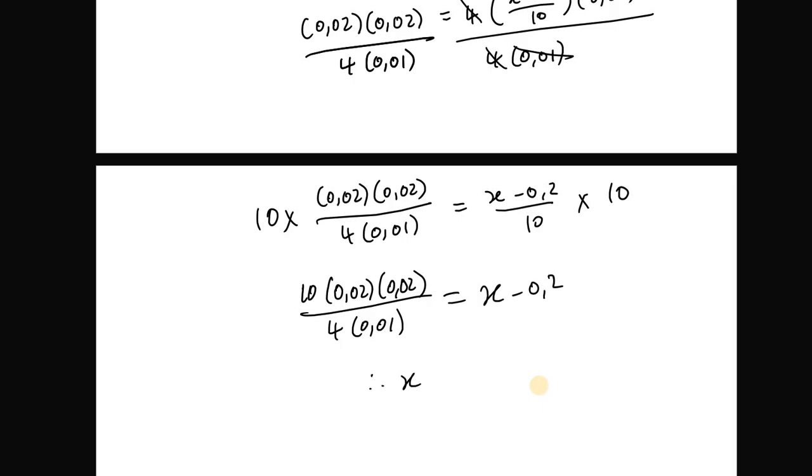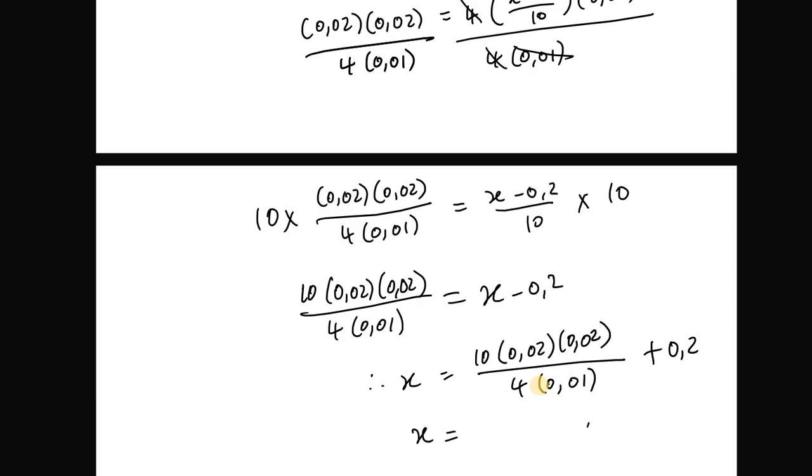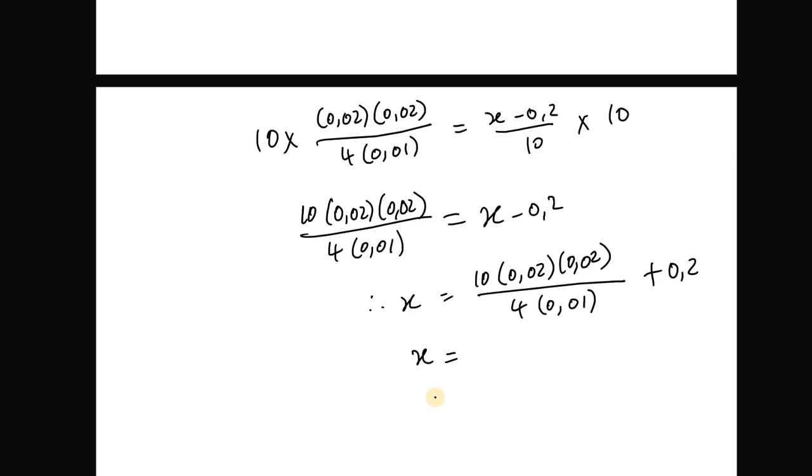So therefore my x will be 10 into 0.02 over 4 into 0.01 plus 0.2. Then you put it in your calculator. They only mark the final answer. Everything else we're doing there is just playing, eh? So when you put it in a calculator, I believe you get 0.3 moles, and that will be your answer there.